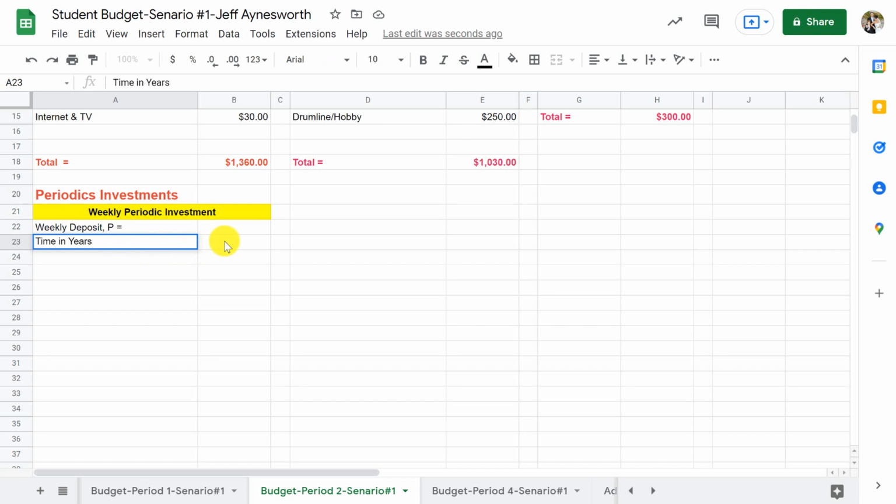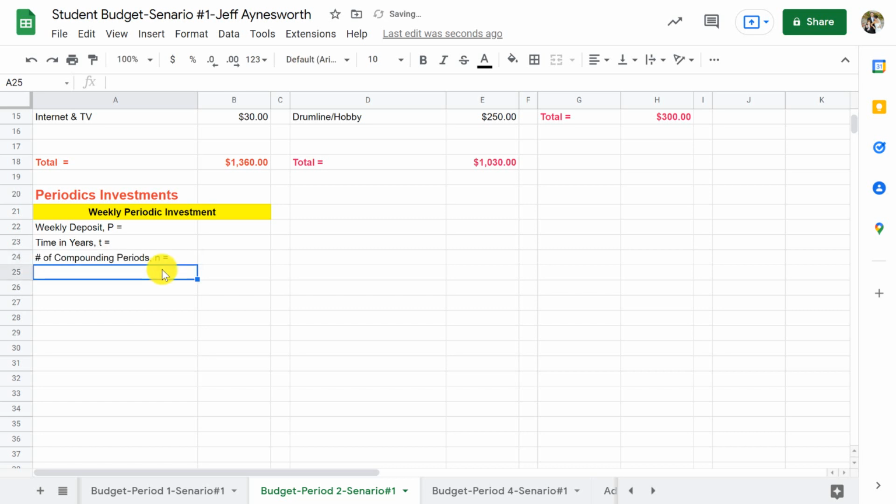So time in years is called T. So comma T equals something. So we'll put the values in here in a minute. The next one you need to know is how are we compounding? Are we compounding weekly, monthly, biweekly, daily, all that? So number of compounding periods, and that's n. So n equals something.